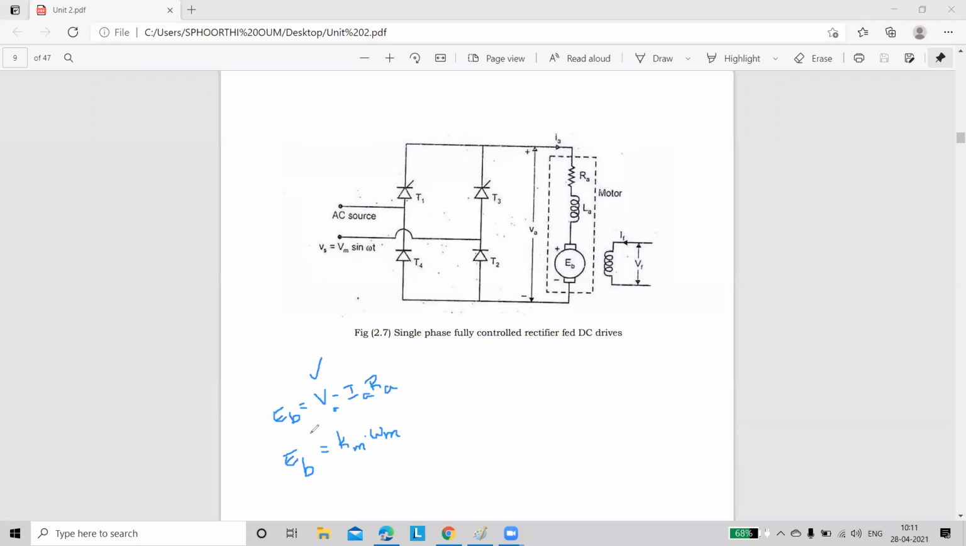And listen to one thing: in these topics, especially rectifiers for DC drives, you have to calculate only two parameters. One is torque and the second one is speed. There are no direct formulas for torque or speed. From the fundamental expressions only, you have to calculate how the torque is going to exist and how the speed is going to exist.